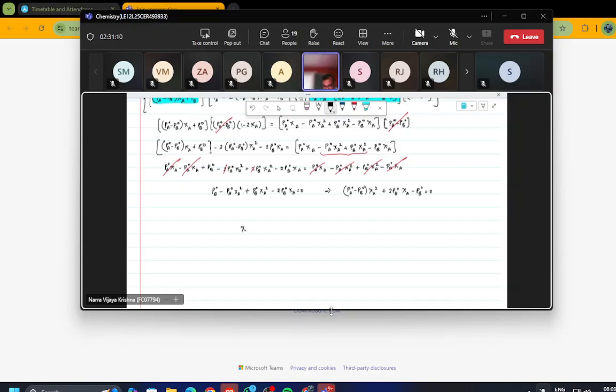Then what is XA equal to? Minus B plus or minus root of B square minus 4A into C. What is C value? Correct, sir? Divided by 2A. Respond, sir. Correct or not?